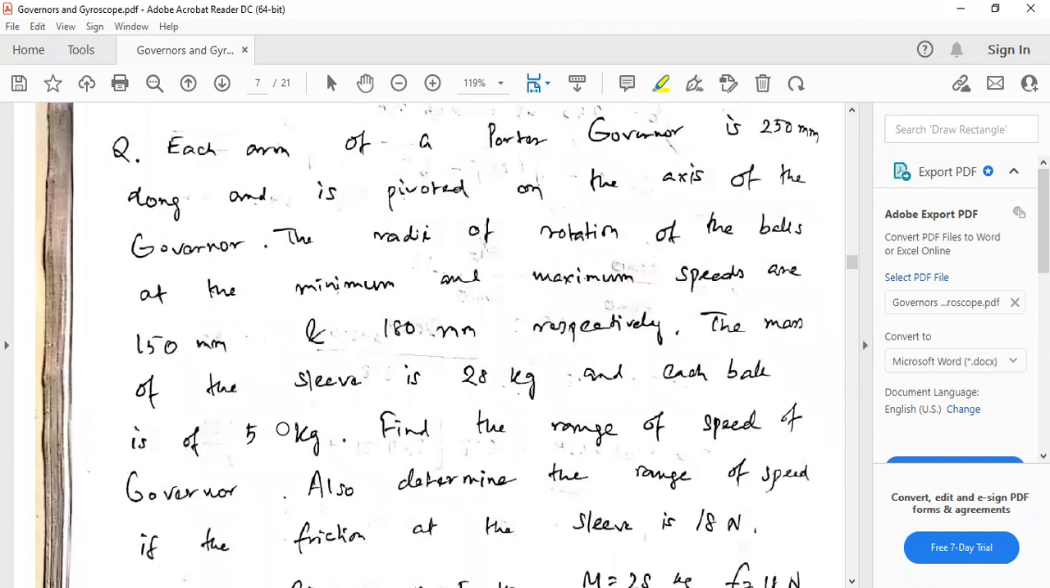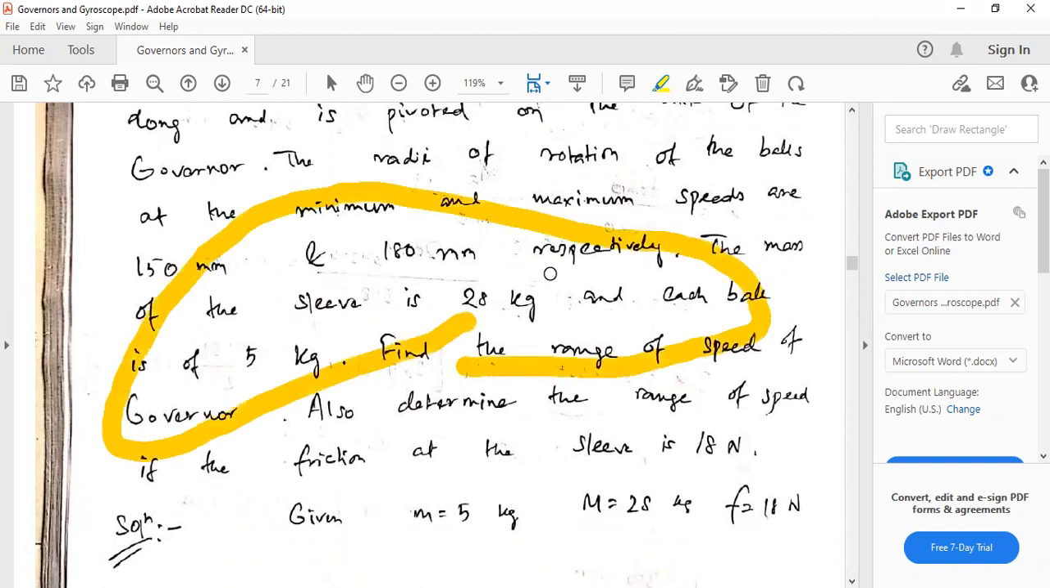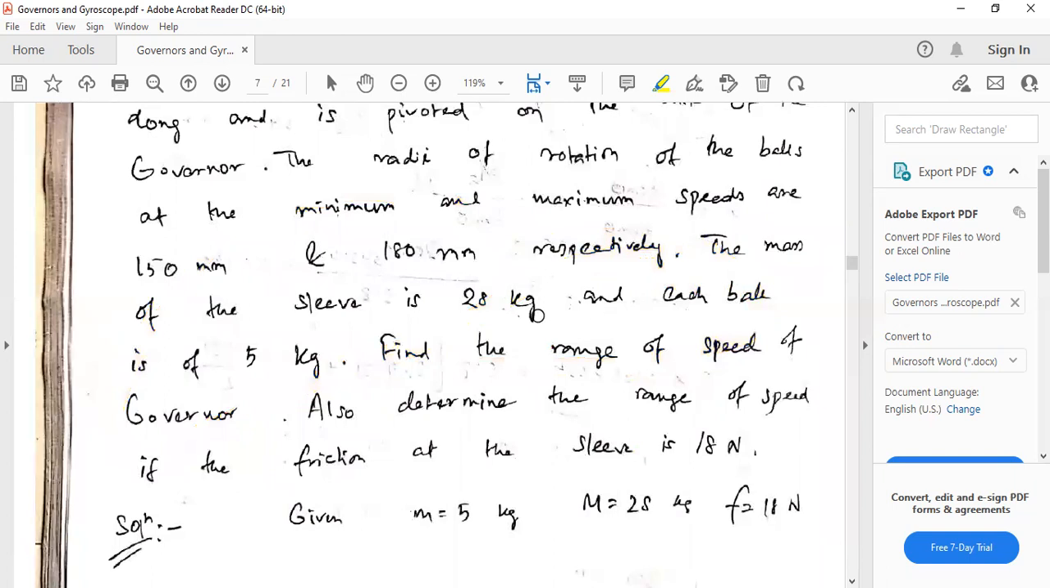The mass of the sleeve is 28 kg, that is capital M given, and each ball is 5 kg. So small m is given. Find the range of speed of governor. Also determine the range of speed if the friction at the sleeve is 18 Newton. So here there is nothing given about the friction, which means we can neglect the friction, and later when the friction value is 18 Newton, you have to find the range of speed. That means what will be the maximum speed, what is the minimum speed, and get the difference between them. So here without the friction, you have to find the range of speed, and here with the friction, you have to find the range of speed.